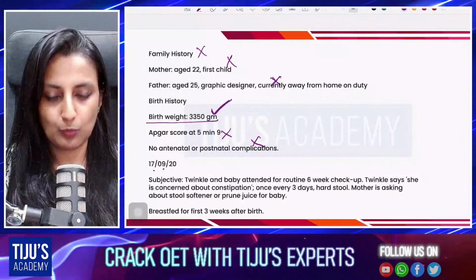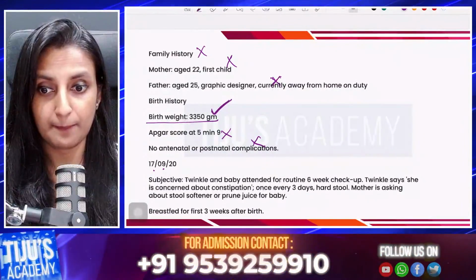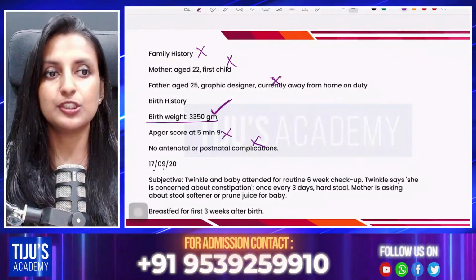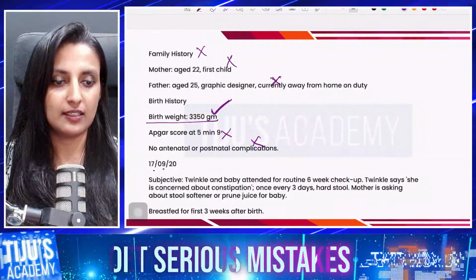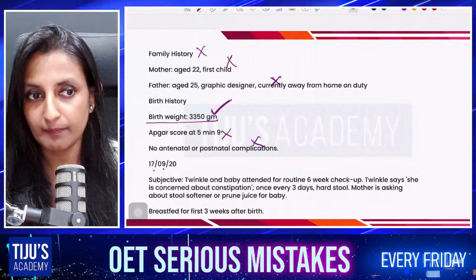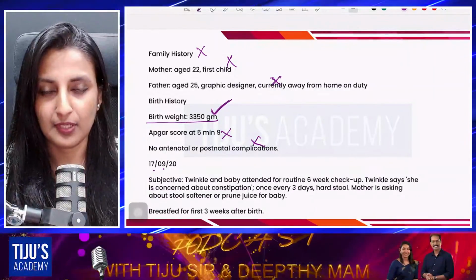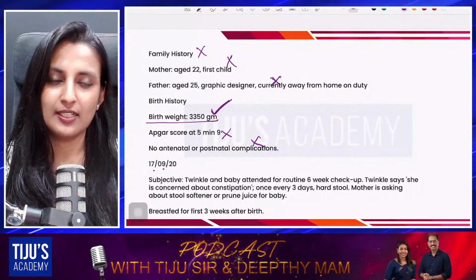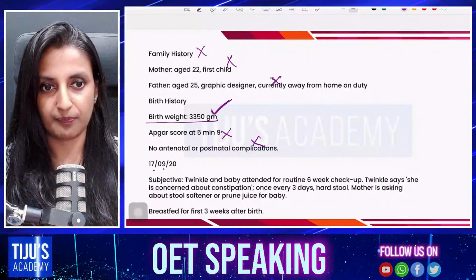Now, let's move on to the next area. That is 17 September 2020. That is today's date. So, what happened today? Today, baby and mother attended for checkup. And mother says baby is having constipation and requested a stool softener. That happened today itself.